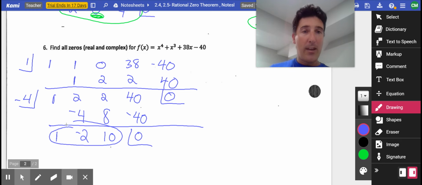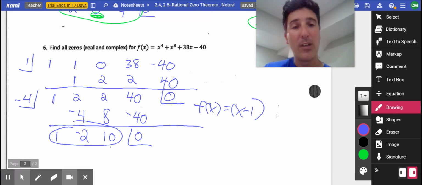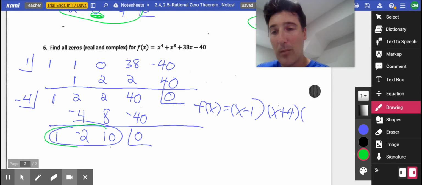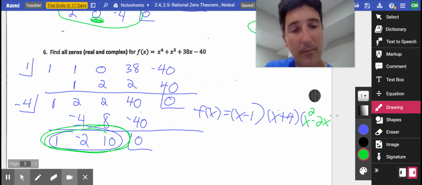So right now, out of the 4 zeros, my degree is 4, I have 2 of them. I have 1 and negative 4. I'm going to use this quadratic to get the last 2. Now remember, if 1 is a 0, using the factor theorem, x minus 1 is a factor. If negative 4 is a 0, then x plus 4 is a factor. And then this part, I'm going to highlight this. This is the main part. This is the quadratic of 1x squared minus 2x plus 10.